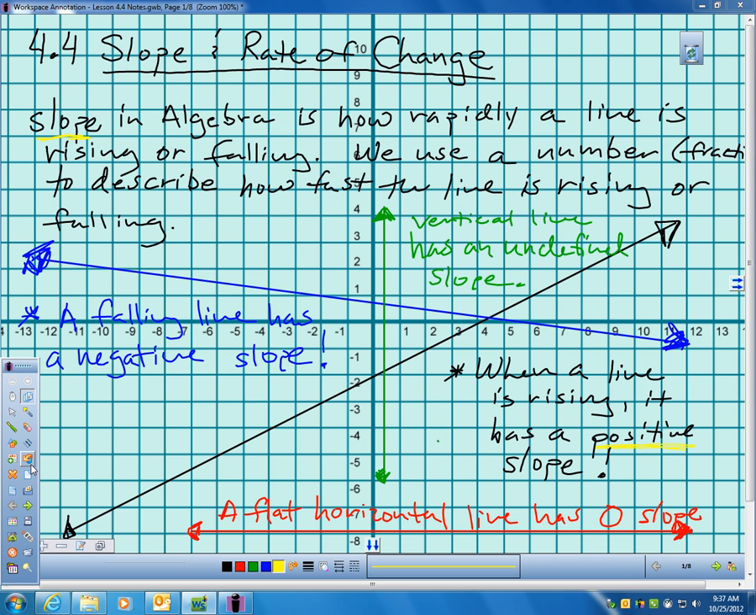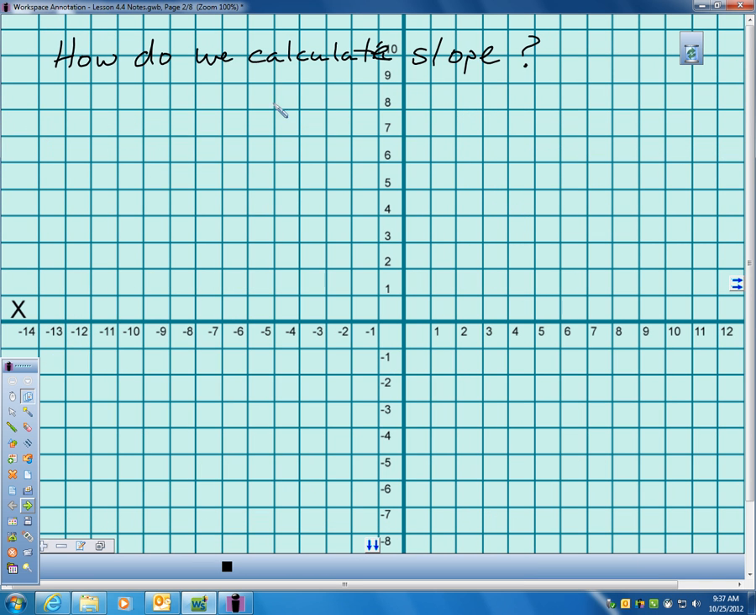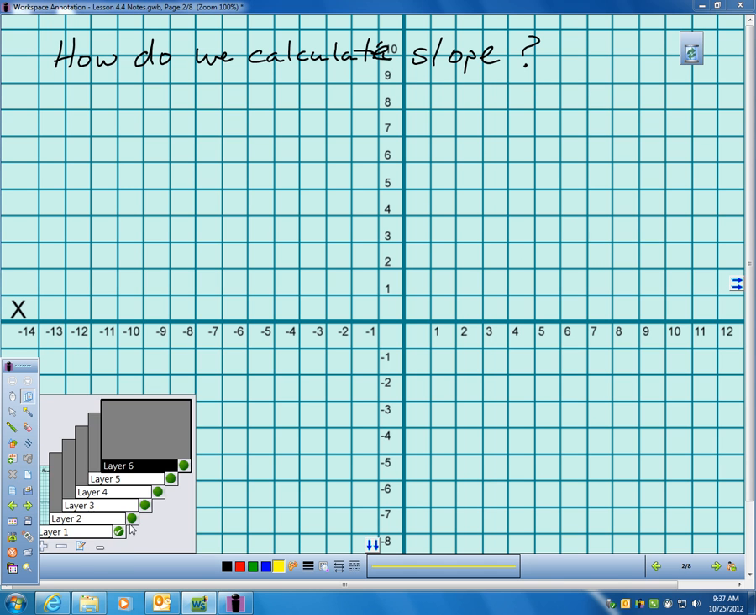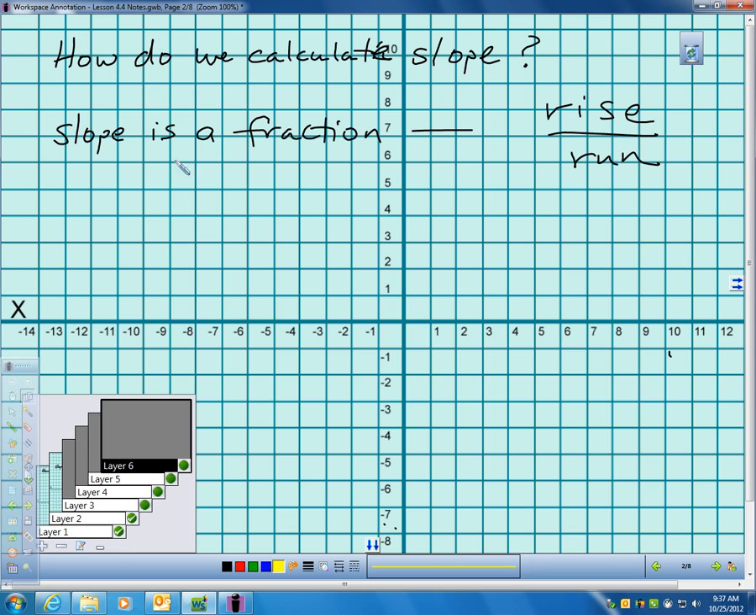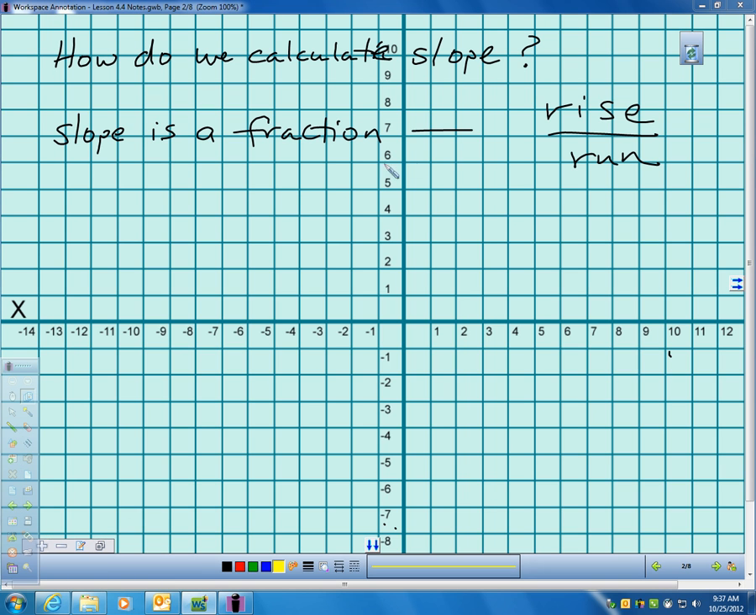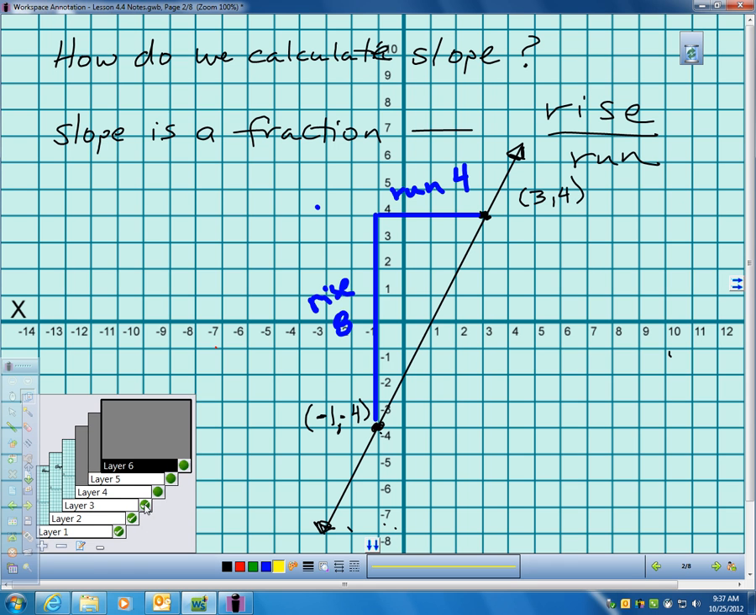Now, let's talk about how we actually calculate this slope, how we actually find this number, which will identify the slope. And it's real easy to do. Slope, first of all, is a fraction. And a little phrase you can remember to help you with slope is rise over run. Rise is the numerator, run is the denominator. So here's what rise over run stands for.